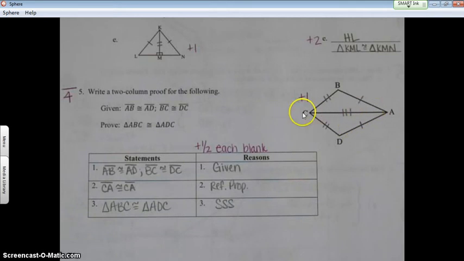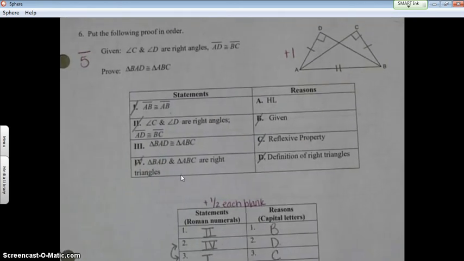And so we marked extra because we could, by reflexive property, that segment CA is congruent to segment CA. Or if you wrote it as segment AC is congruent to segment AC, that would be okay as well. And so your picture is worth 1 whole point, and then each blank is worth half a point. So that's where I got the 4 from on this one. So if you missed one of these, it's not a full point, it's just a half point that you missed. Okay.